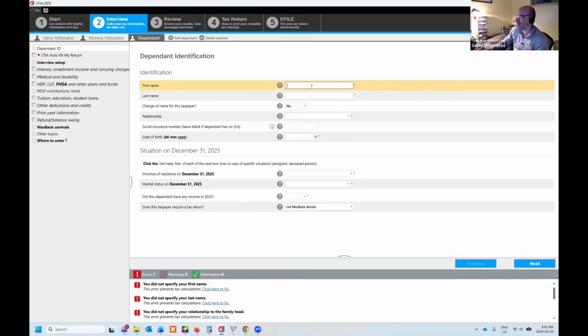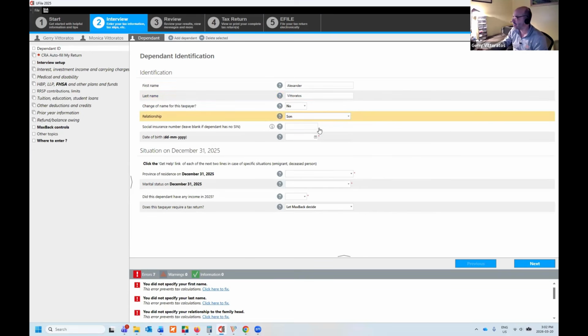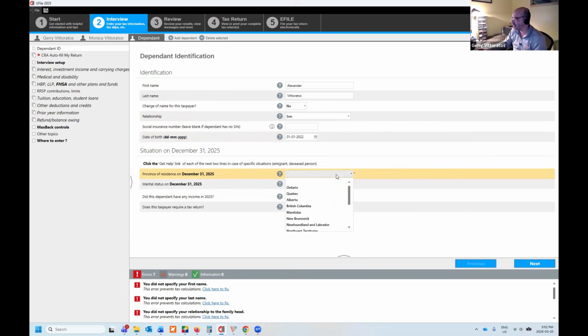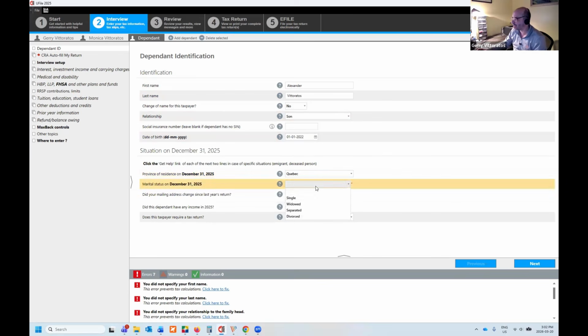Okay, so in this case, let's enter the information. I'm actually going to enter the real name. Right there, my little 3-year-old, little troublemaker, no SIN number. And let's enter a date of birth here. He's 3 years old in 2025. So right here, it's Quebec. Marital status is going to be single. Did the mailing address change? We're going to say no.